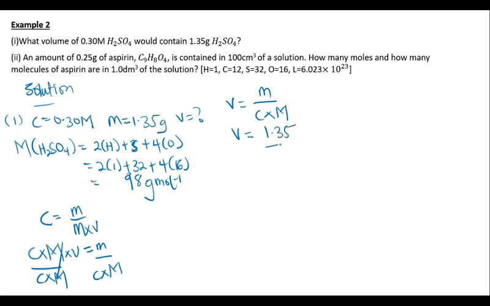So our volume is the mass, which is 1.35 grams, divided by the concentration, which is 0.30, multiplied by the molar mass, which is 98. So our volume in this example is 0.046 dm cube, which is equivalent to 46 cm cube. All right, let's look at the II aspect of this example.